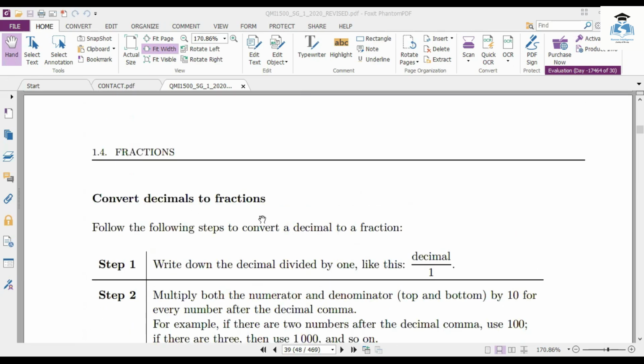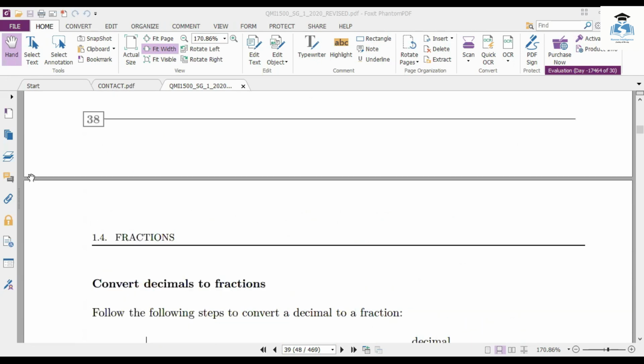So if you are to convert a decimal to a fraction, let's say you have got 0.25. What you do is you put 1 before the comma, right? Then you put 0, 0. So in other words, this one as a fraction will be 25 over 100. Then you reduce it, 25 into 4. So this is what you do.